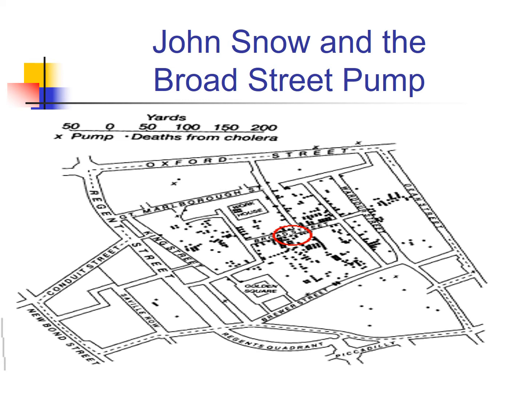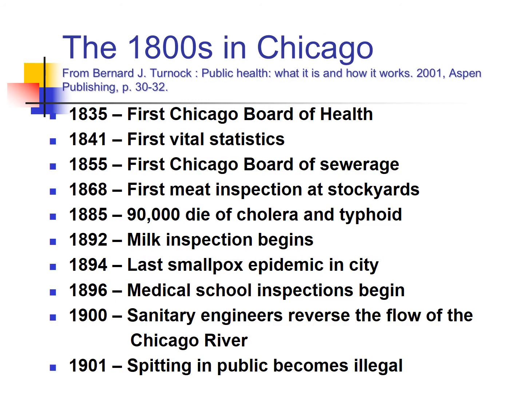Next slide. The 1800s in Chicago. This slide contains a table from Bernard Turnock's first book that I think illustrates the progress made in the 19th century in public health very well. There's a story in that book about the Chicago River in 1900 that's truly amazing. Prior to 1900, the Chicago River ran into Lake Michigan.